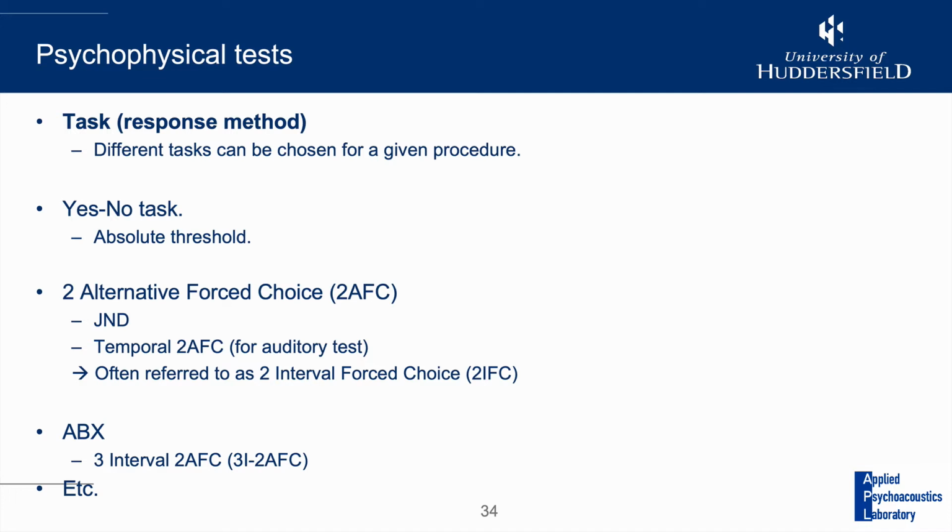And ABX is a very popular method used in auditory tests that examines the detectability of difference between stimuli. It is actually a type of 2AFC method with three stimuli, so it's often called three-interval 2AFC. And we'll look into the ABX task further later on.